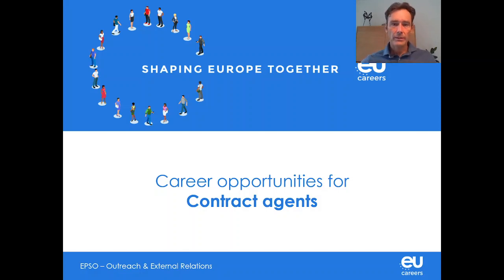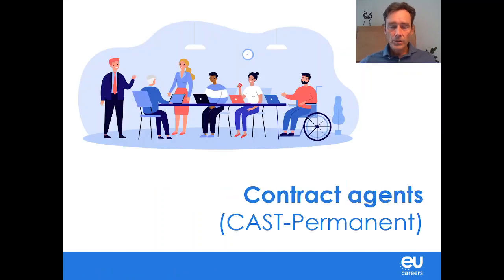You may know that the EU institutions offer a variety of contracts. You can work with us as an EU official, a civil servant. You can work with us as a trainee, as a seconded national expert, as a temporary agent, and also as a contract agent. Contract agents usually get an initial contract of 1 to 2 years, and these contracts can be prolonged to a maximum duration of 6 years in total.